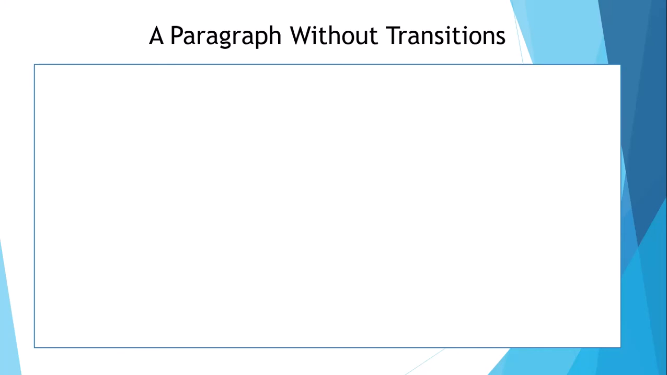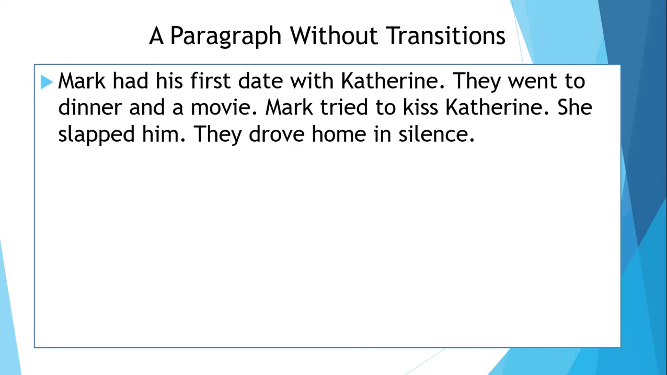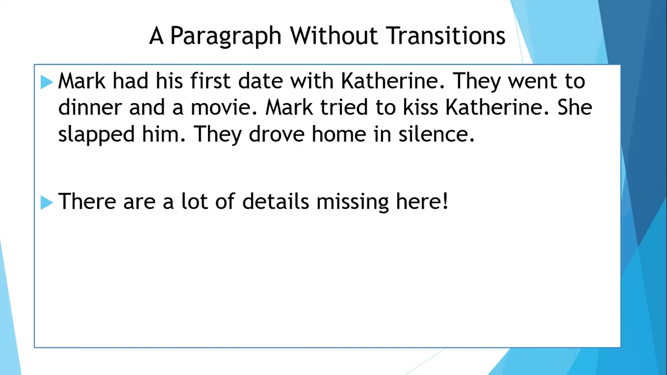So here's our short paragraph with no transitions. Mark had his first date with Catherine. They went to dinner and a movie. Mark tried to kiss Catherine. She slapped him. They drove home in silence. So there are a lot of details missing here. We don't know precisely why she slapped him if she agreed to go on the date.